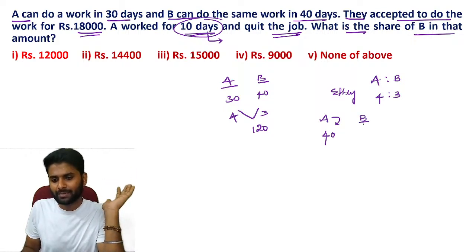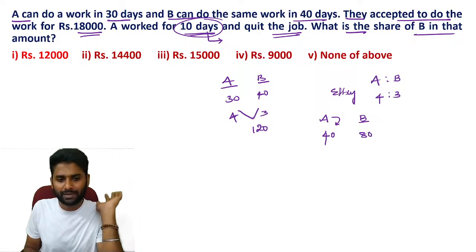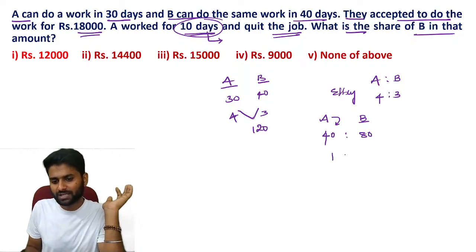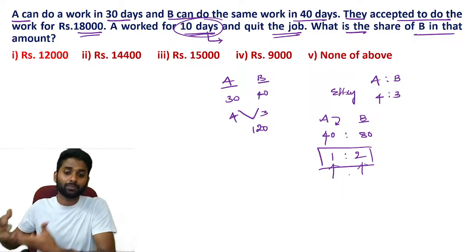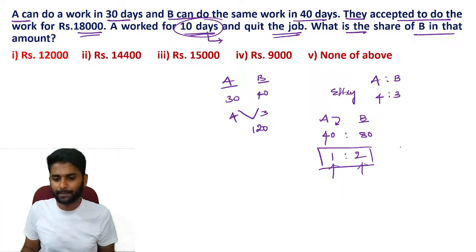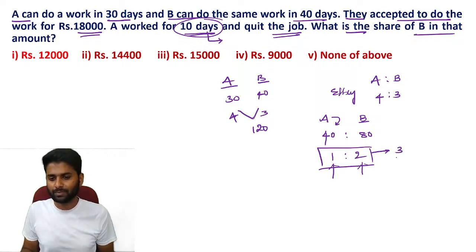And the remaining 80 units are completed by B itself. Again, the work distribution ratio is 1 is to 2, which means we have to pay 1 unit for A and 2 units for B. Why? Because he completed more units when compared to A. So if the total amount is 3 units, A will get 1, B will get 2.